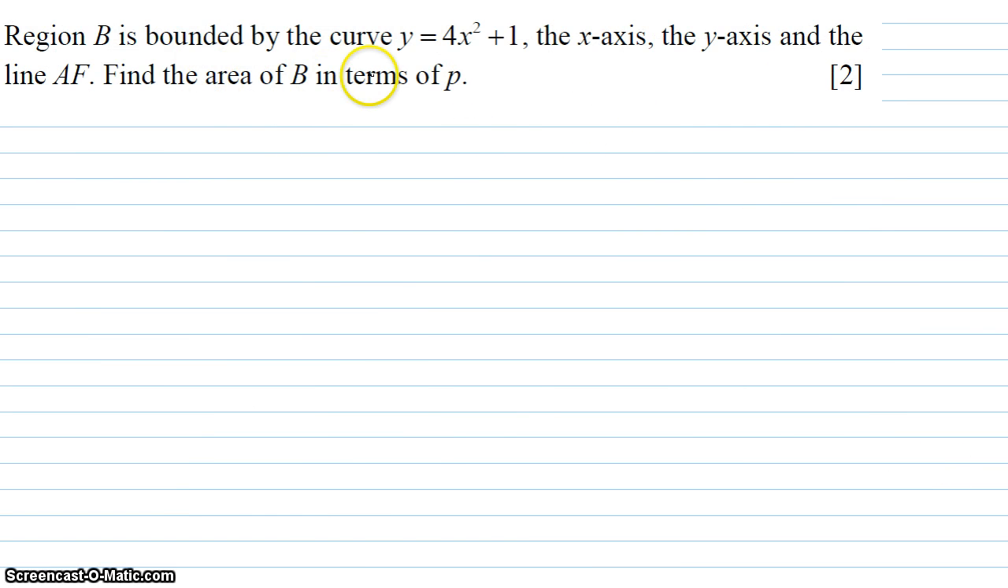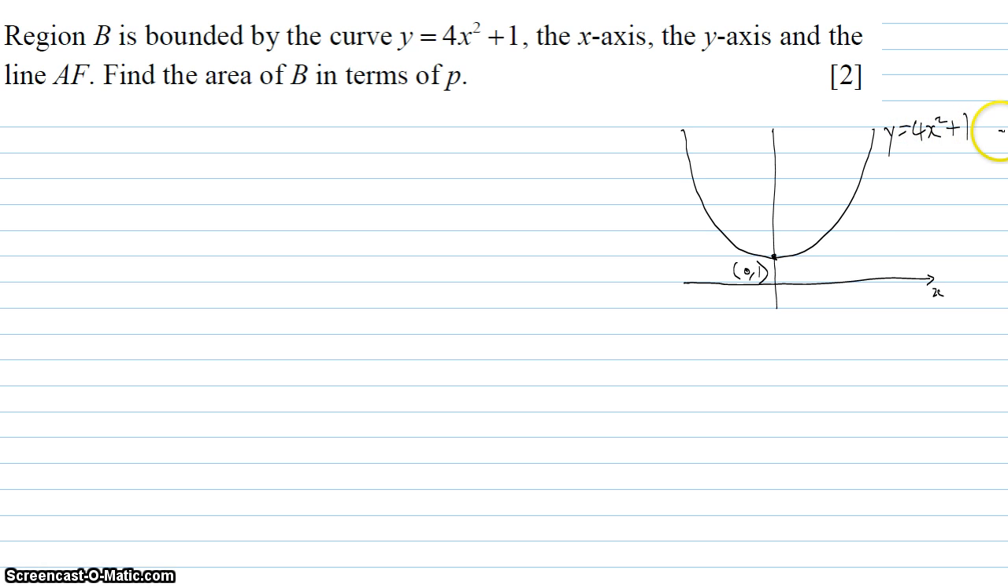The last part asks us to find the area of this region B. So what can we say about this region B? Well, again, it's a bit hard if we just read it. So what I'm going to do is draw it in first. Remember, this had the minima point there. This was our curve, and it had the equation y equals 4x² plus 1.